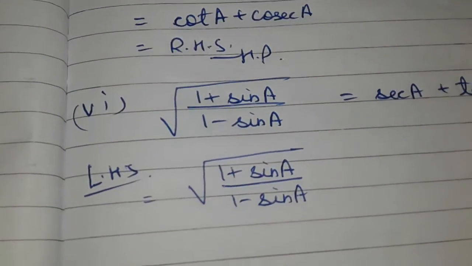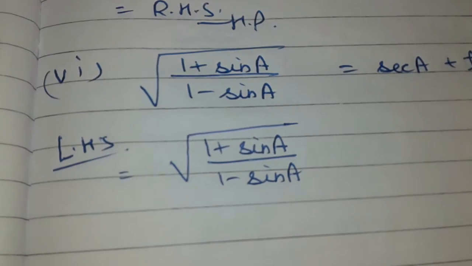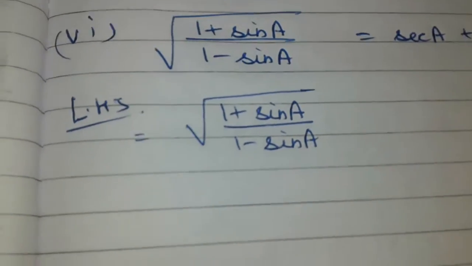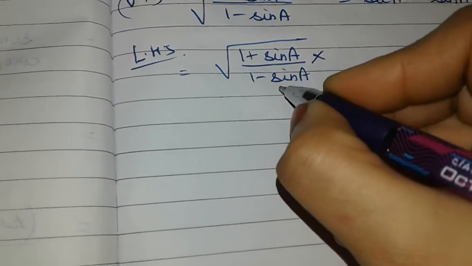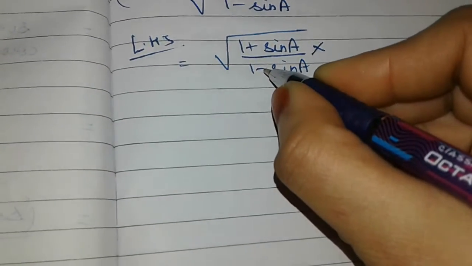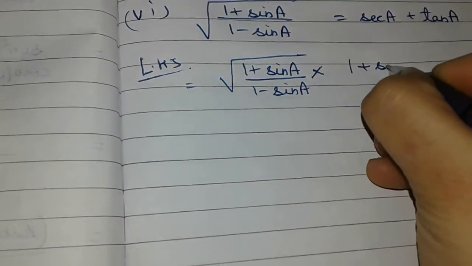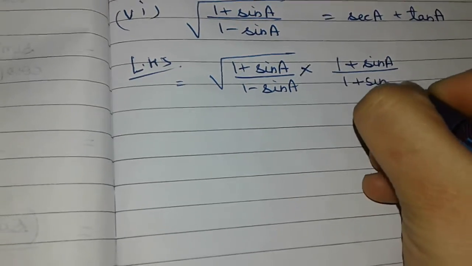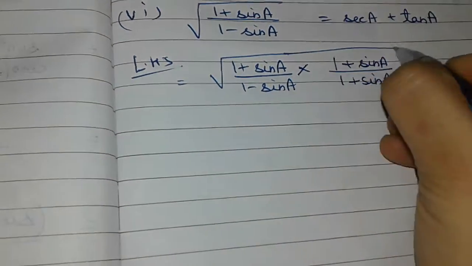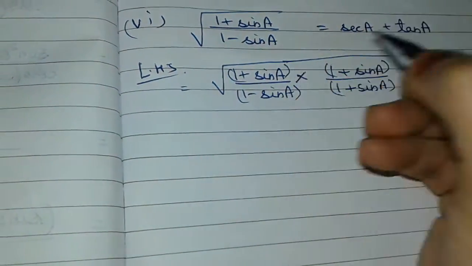Here is the sixth part. I am taking left hand side. Left hand side is equal to under root 1 plus sin A upon 1 minus sin A. Now in this question, divide and multiply by the opposite sign of the denominator. It is a type of rationalization. 1 plus sin A upon 1 plus sin A in the square root. We will do this inside the square root and do it all in the bracket.